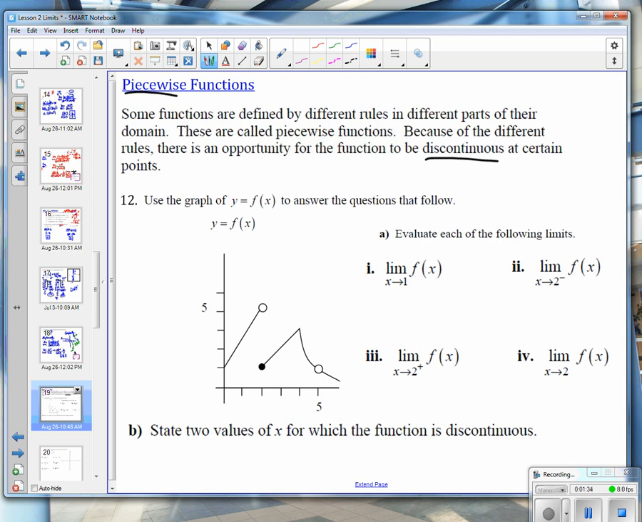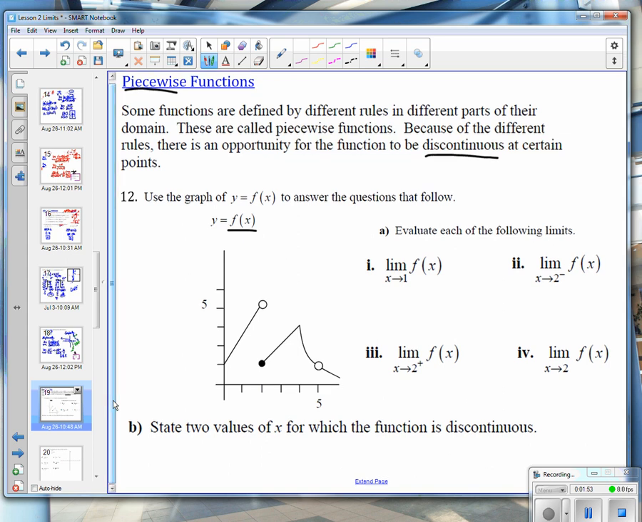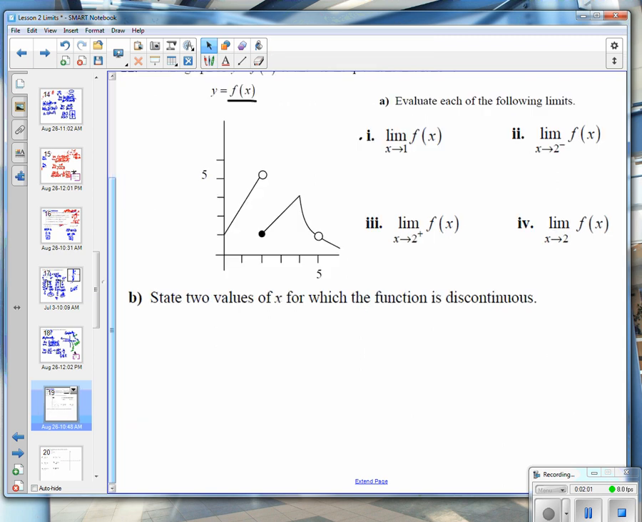All right, number 12. It says use the graph of y equals f of x. Right now we're not getting into the specific parts of this graph. We'll do that in the next example. We're just going to look at each little section and figure out what the limit is. So for the first one, what is the limit of this function as x approaches 1?